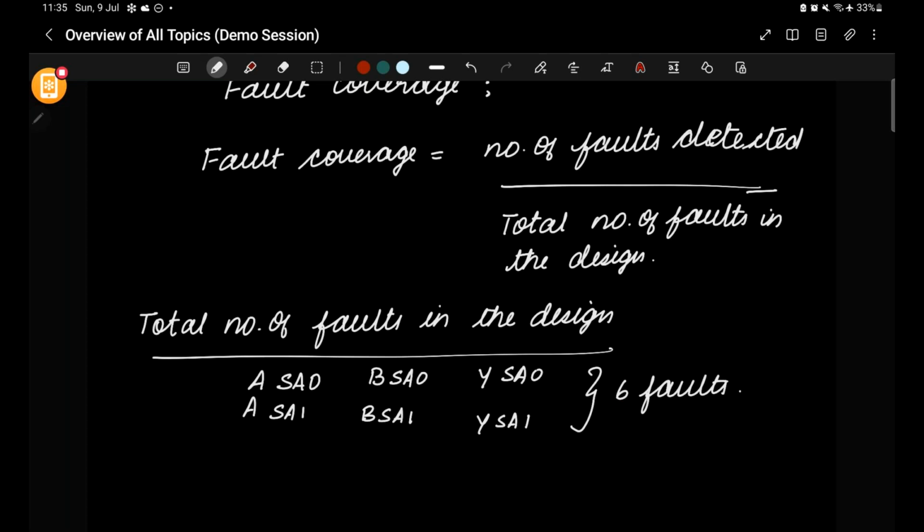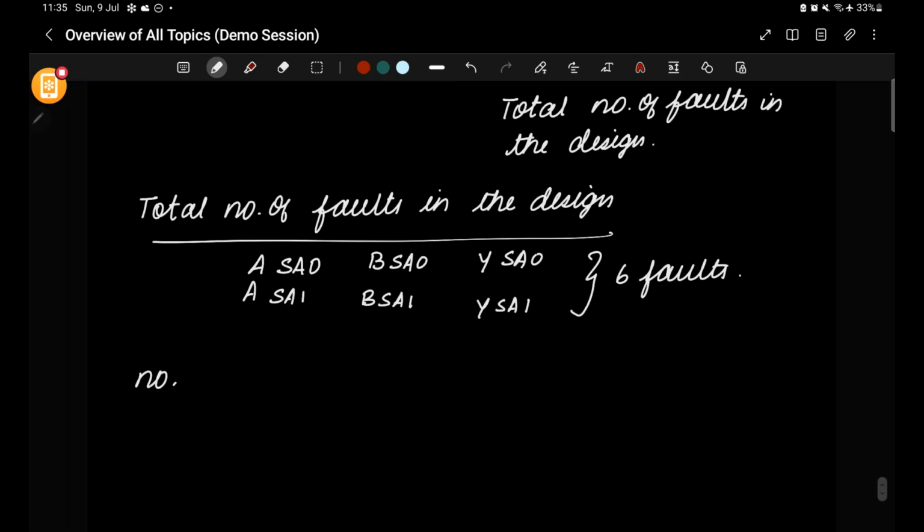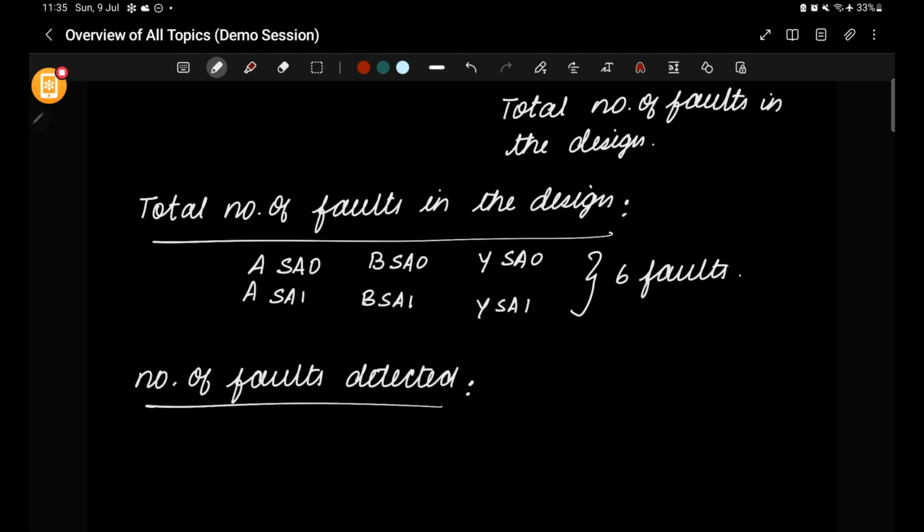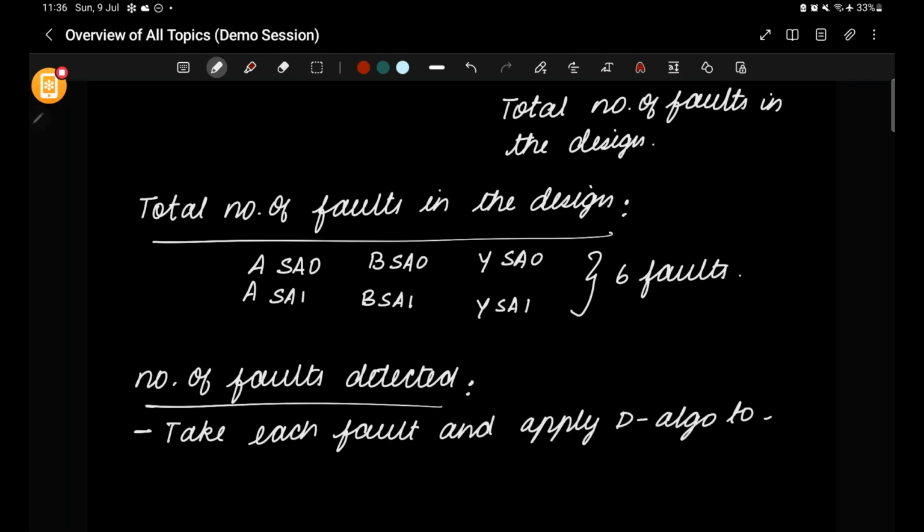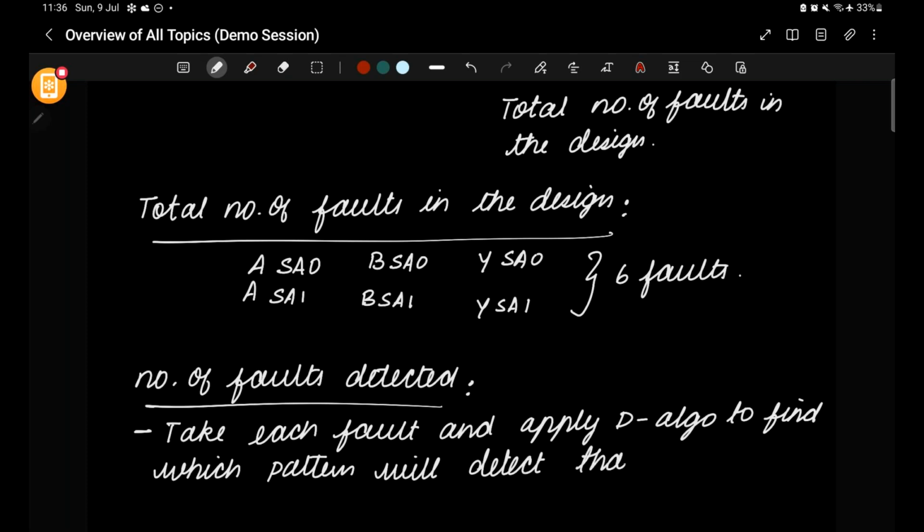Now the denominator we have found out. Now we need to see the numerator, the number of faults detected. The rule is to take each fault and apply the D algorithm to find which pattern will detect that fault. No, fault collapsing is not considered, so we are working without considering fault collapsing. Okay, so take each fault, apply the D algorithm to find which pattern will detect that fault.